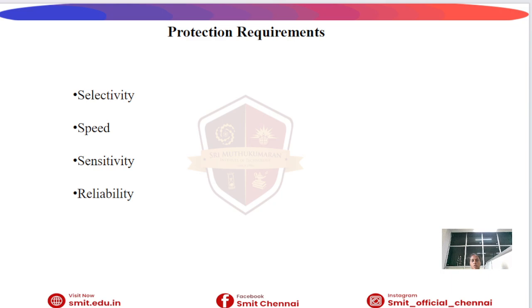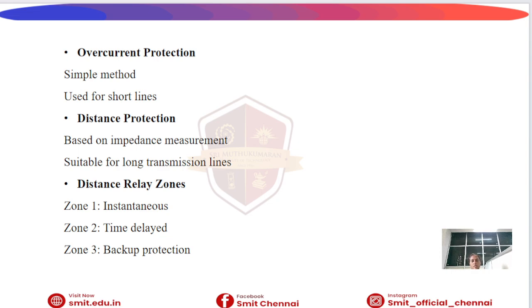Protection requirements. The important roles are selectivity of the relays, speed and time, sensitivity, and reliability. Overcurrent protection is a simple method and is used for short lines. Distance protection is based on impedance measurement, so it is suitable for long transmission lines. Distance relay zones: zone 1, zone 2, zone 3. Zone 1 is an instantaneous acting relay, zone 2 is a time delayed relay, and zone 3 is backup protection.